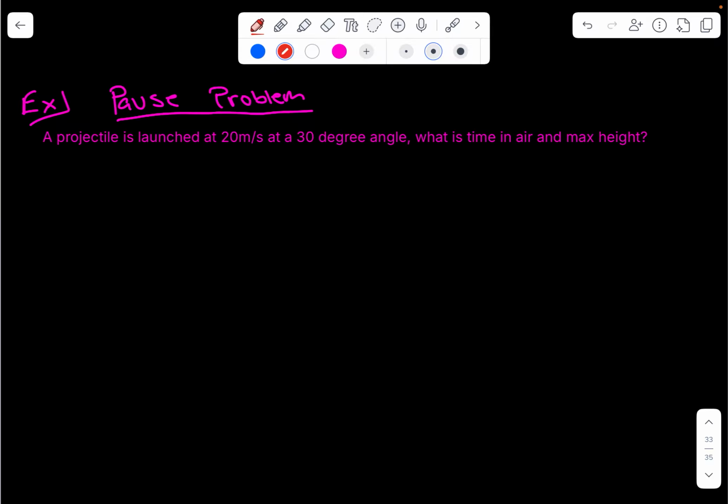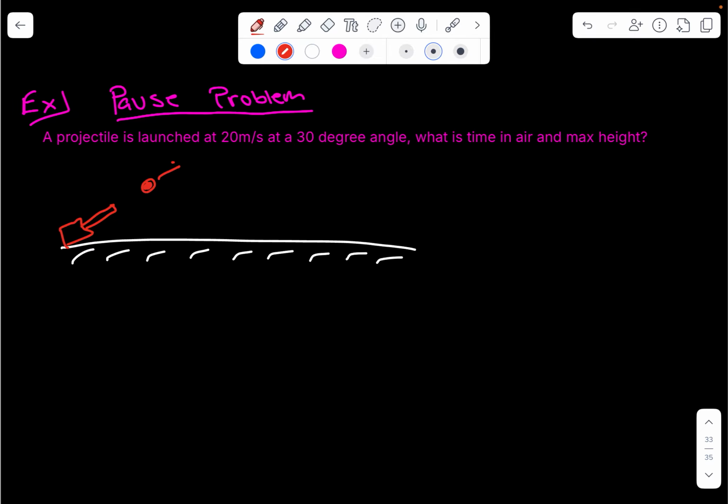All right, welcome back. Hopefully you had a chance to solve. Let's get right into it. So first things first, let's draw a little picture. We have a projectile is launched. I'm going to assume it's from the ground. I'm going to draw the ground. We're going to draw a little cannon, and the projectile is launched like this. So that is the motion roughly that it goes in.